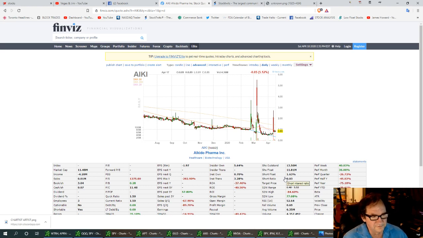But the lower the float, the more volatility you'll have in a trade. A lot of people that watch low floats look for 2.5 million and below. Anything above that, and to me a low float stock is anything under 25 million. But the lower the float, the more volatility you'll get out of the trade.